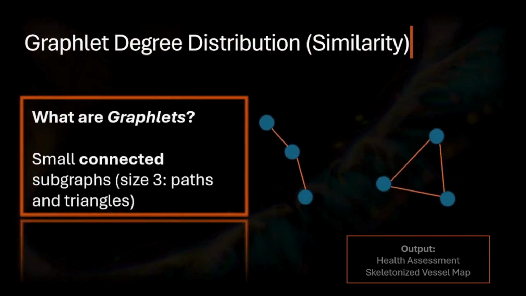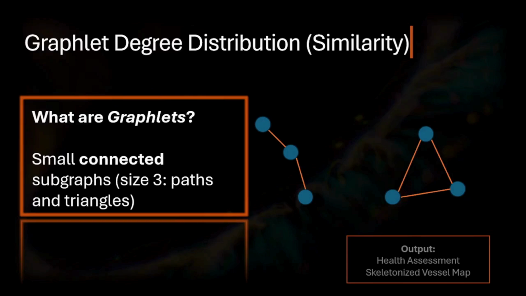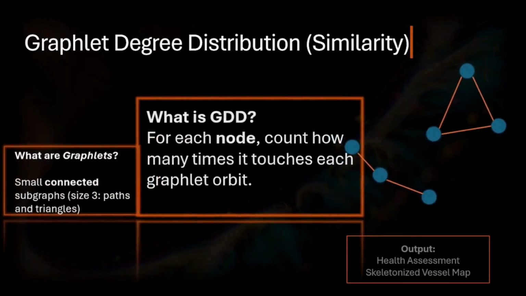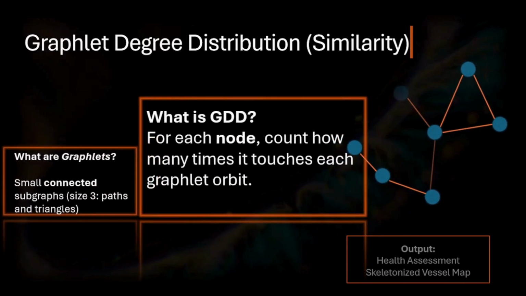Now, let's talk about similarity detection. We use GDD. Here's the idea. A graphlet is a tiny pattern, like a three-node chain or triangle. For every node in our vessel graph, we count how many times it touches each graphlet. That gives a local fingerprint of the vessel structure.